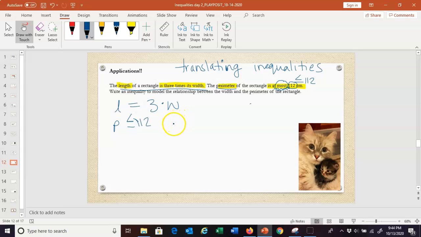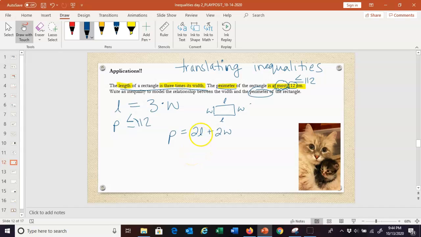Now the last step says to write an inequality to model the relationship between the width and the perimeter. Let's remember what the formula for perimeter is. Perimeter is the distance all the way around an object, and here we're talking about a rectangle. So there are two lengths and two widths. If you forget this, you're welcome to use the formula sheet for our class. You can find that in our content folder in the OMHS. It is on there, or I'm guessing most of you recall the perimeter formula.